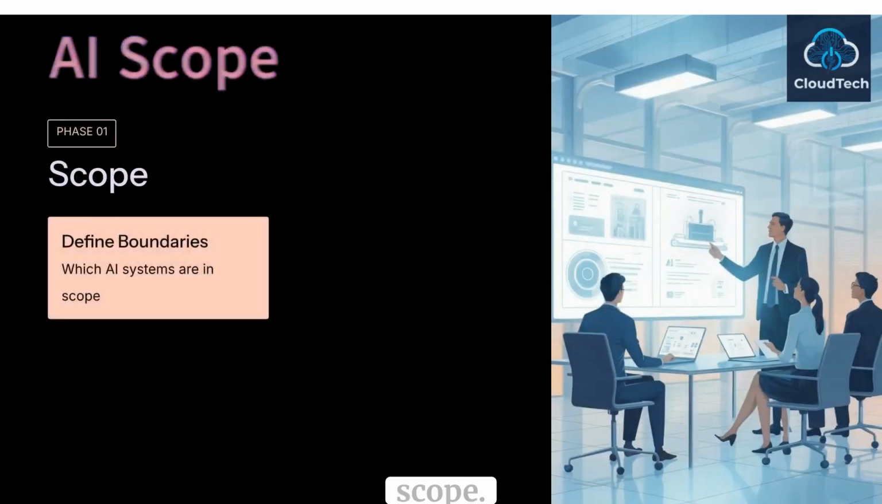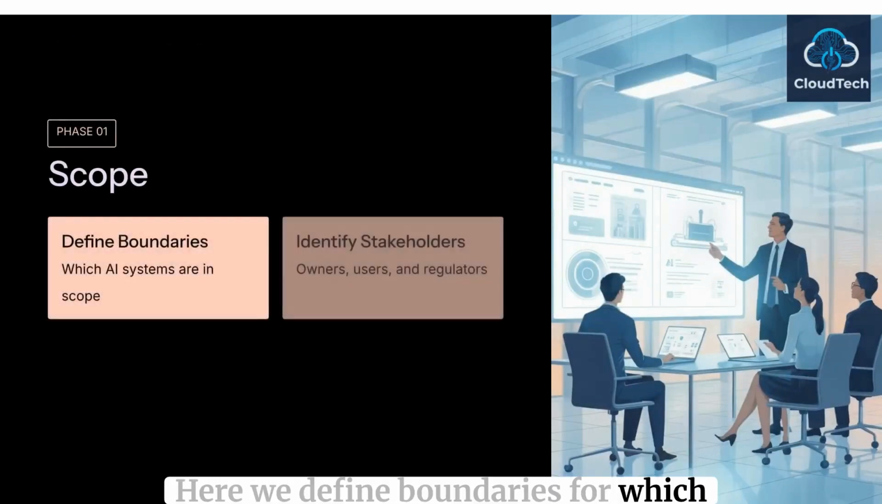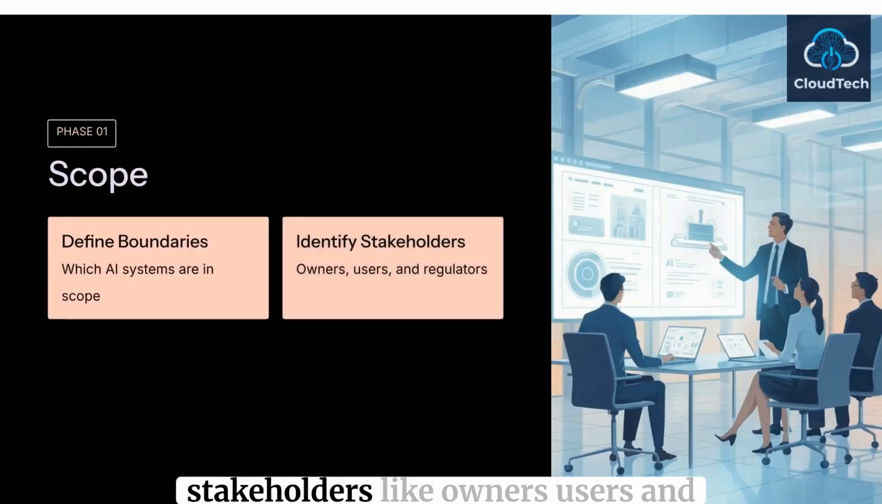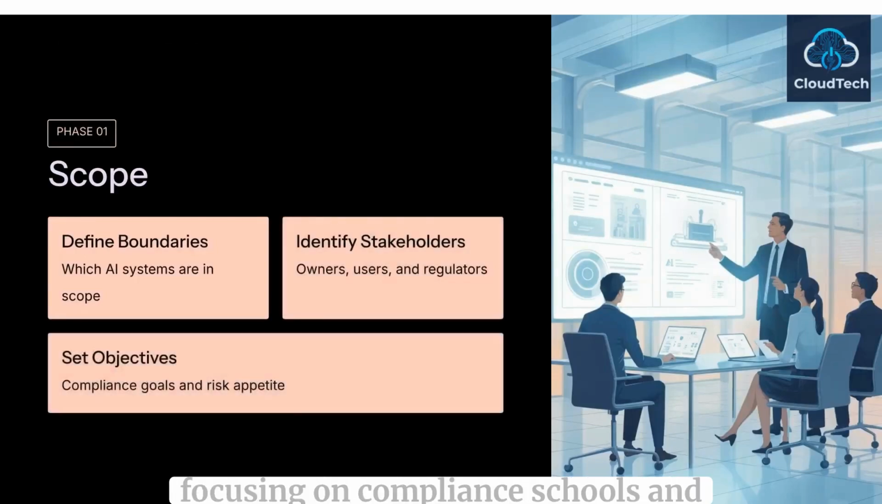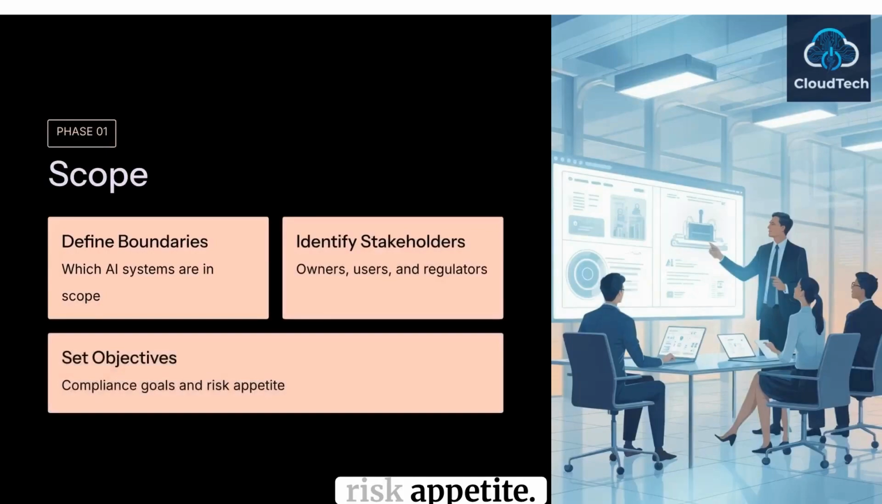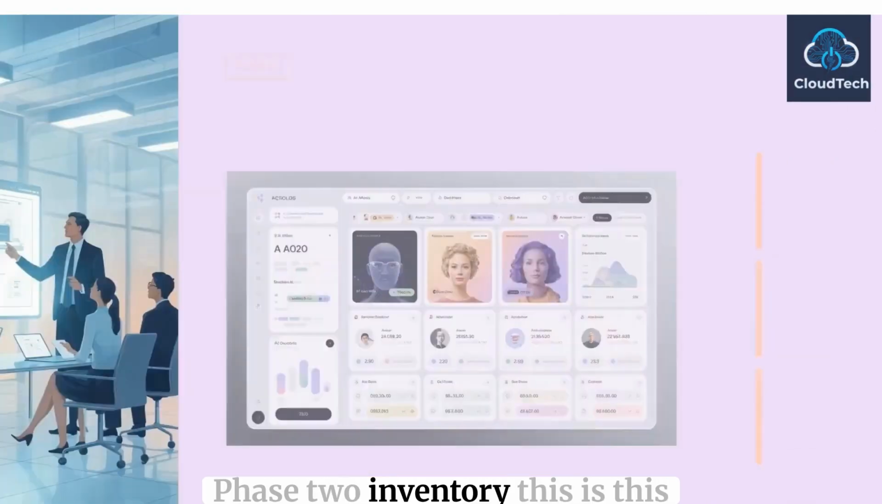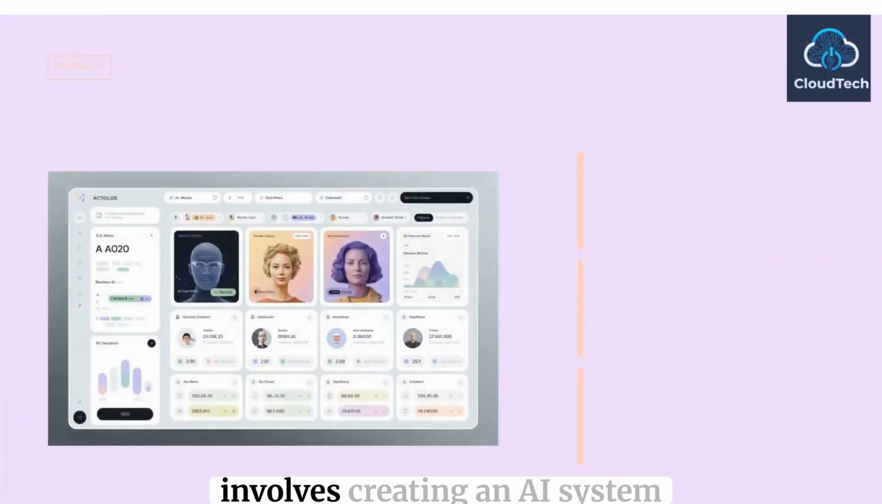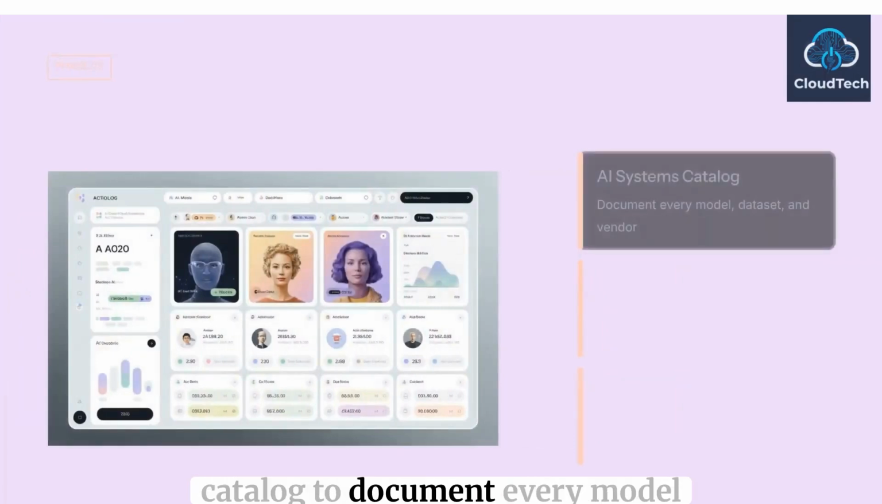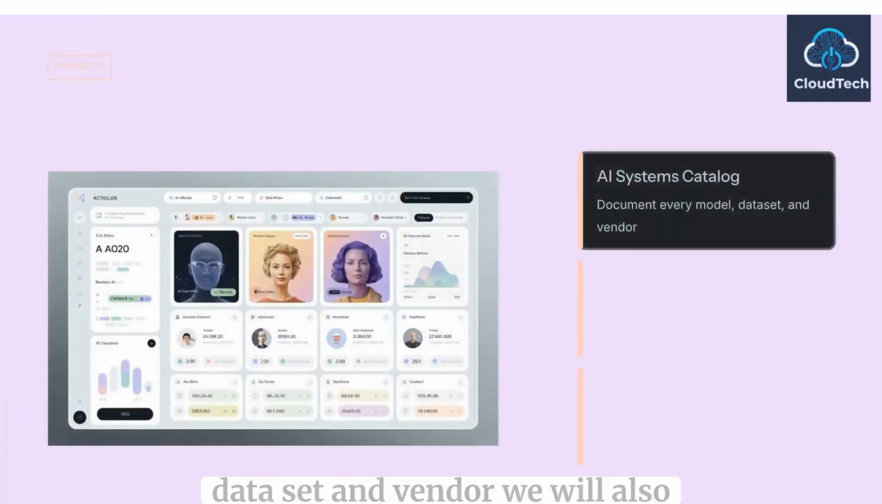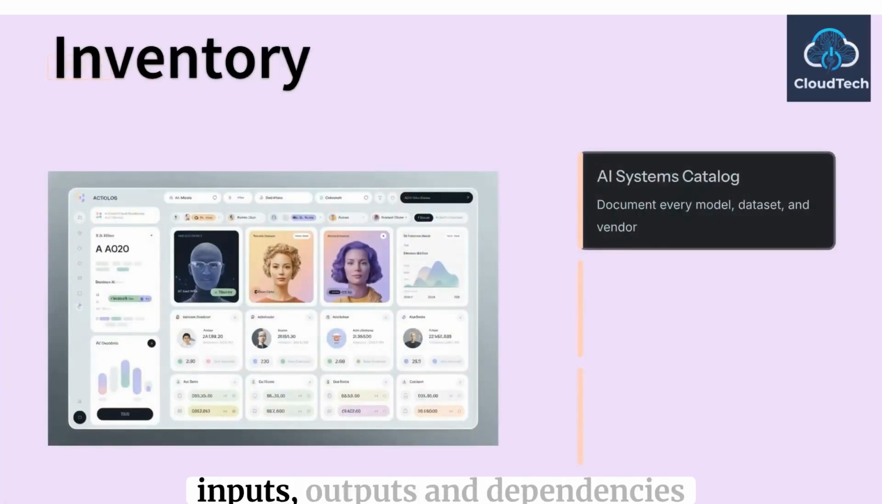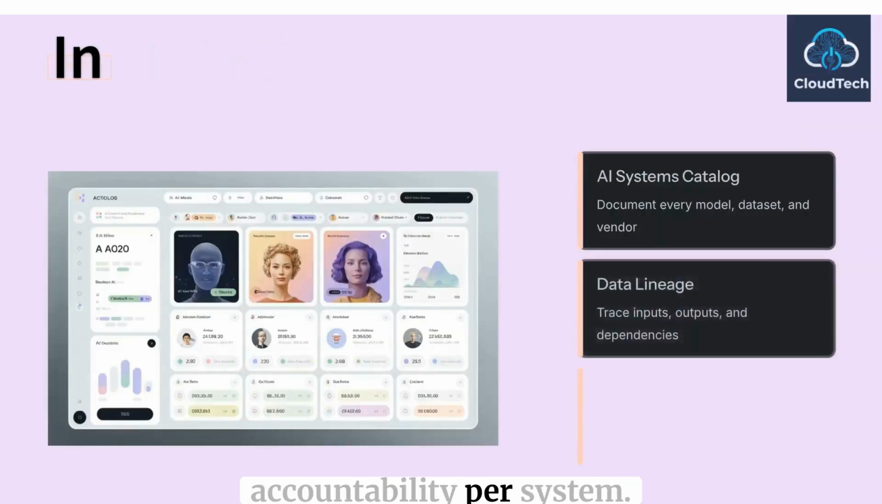Phase 1, scope. Here we define boundaries for which AI systems are in scope, identify stakeholders like owners, users, and regulators, and set clear objectives, focusing on compliance goals and risk appetite. Phase 2, inventory. This involves creating an AI system catalog to document every model, dataset, and vendor. We will also establish data lineage to trace inputs, outputs, and dependencies, and map ownership to assign accountability per system.